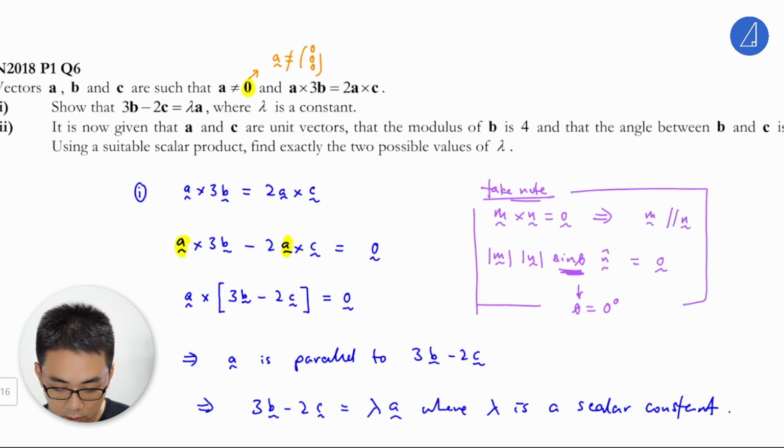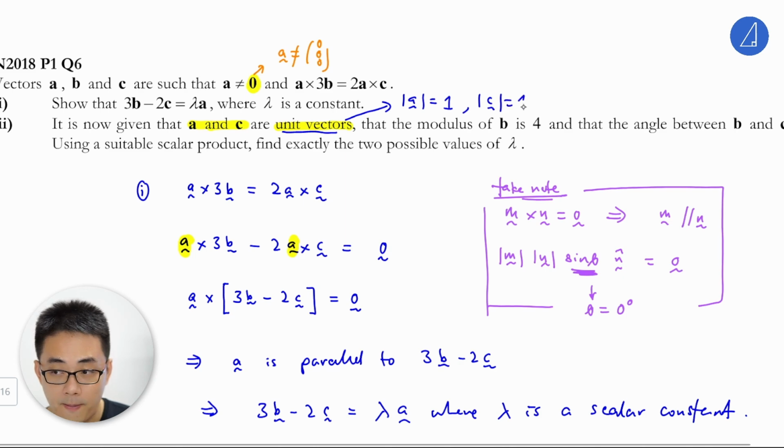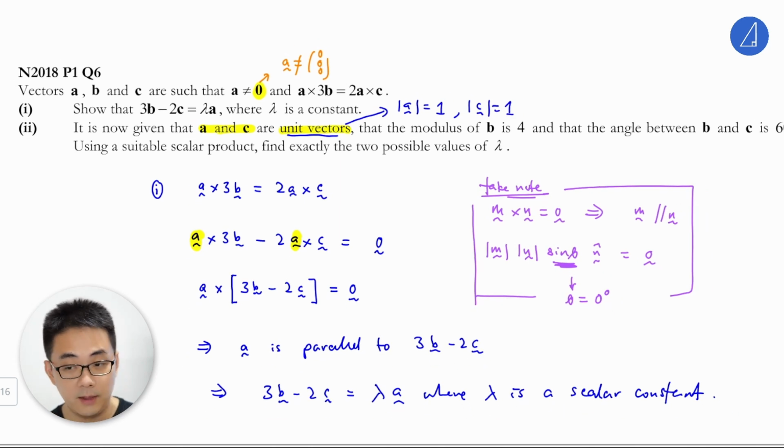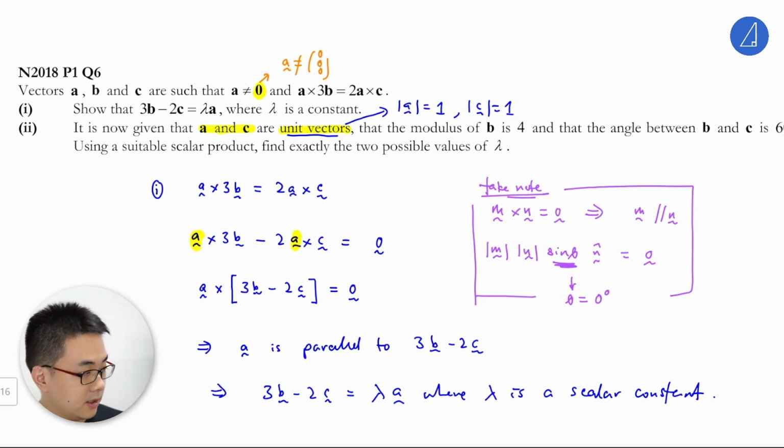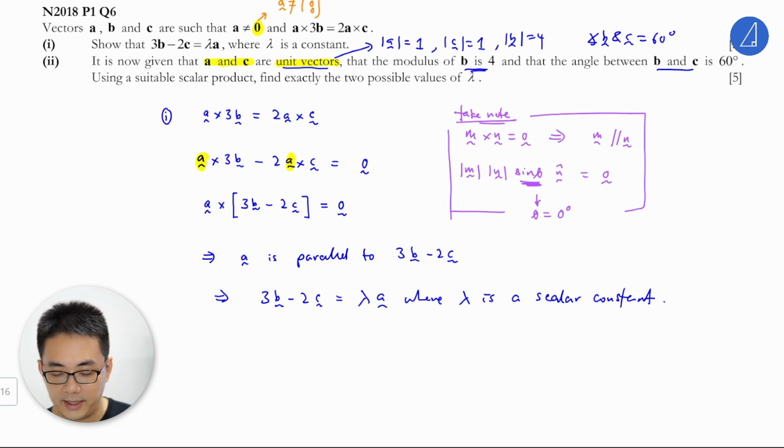The next one is not bad because you are given that A and C are unit vectors, right? Unit vectors means what? This is not a passing statement. If A and C are unit vectors, it means modulus A is equal to 1 and modulus C is also equal to 1. The length is 1. That's about it. The modulus of B is 4, and the angle between B and C is 60 degrees. Using a scalar product, find exactly 2 possible values of lambda.